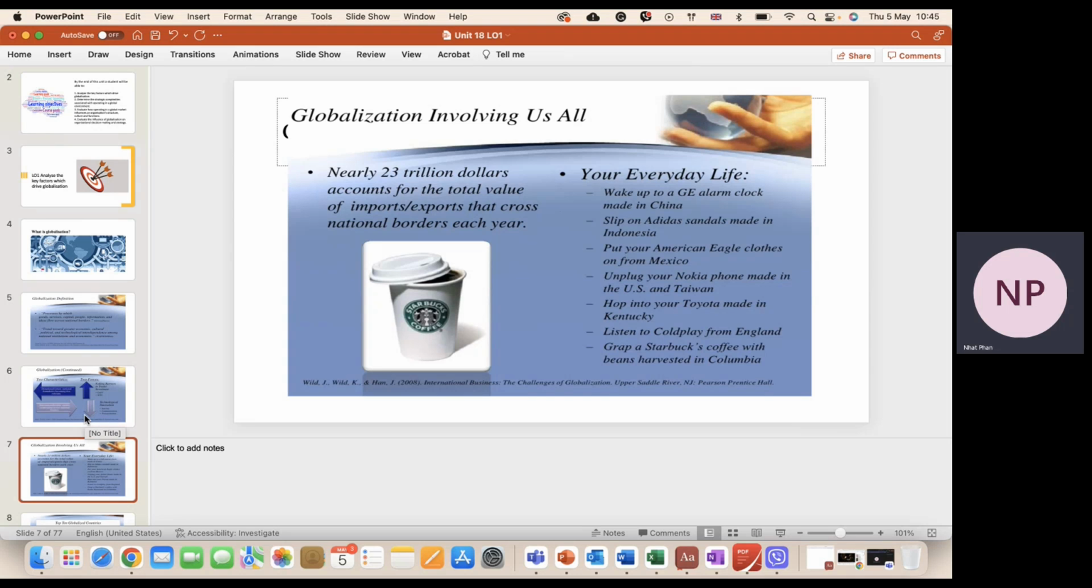And another example of globalization you can think of: you wake up with an alarm clock made in China. You have Adidas sandals made in Indonesia. You put on American Eagle clothes from Mexico. You unlock your Nokia phone that was made in the US and Taiwan. And you hop into your Toyota made in Kentucky. You listen to Coldplay from England. Grab a Starbucks coffee, with beans harvested in Colombia.